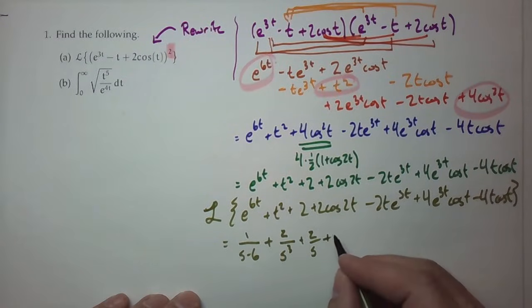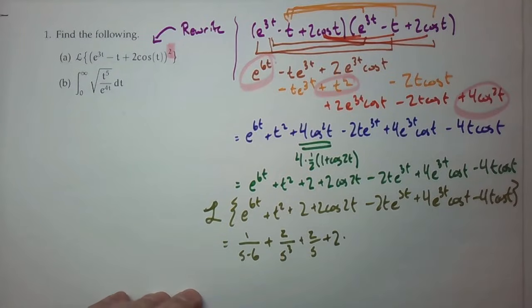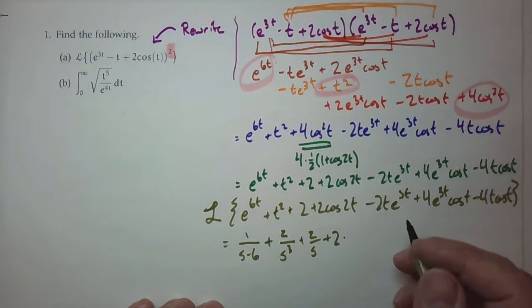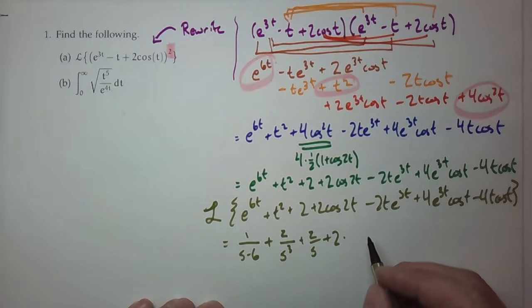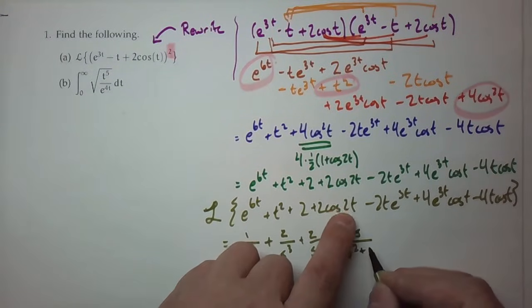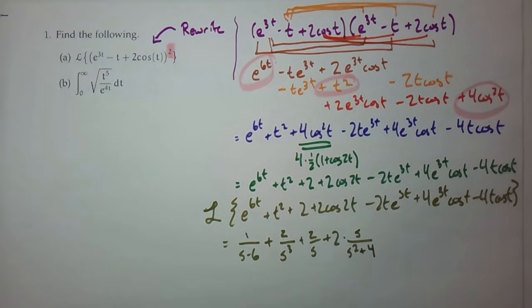Okay, then you have 2 times cosine of 2t. Well, we know the Laplace transform of cosine of bt, or constant times t. So for the cosine, it's s over s squared plus 2 squared, so s squared plus 4. Okay, how about t e to the 3t? What happens there?